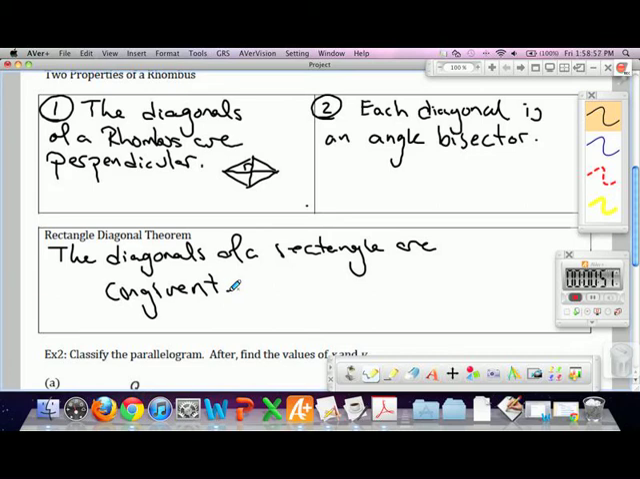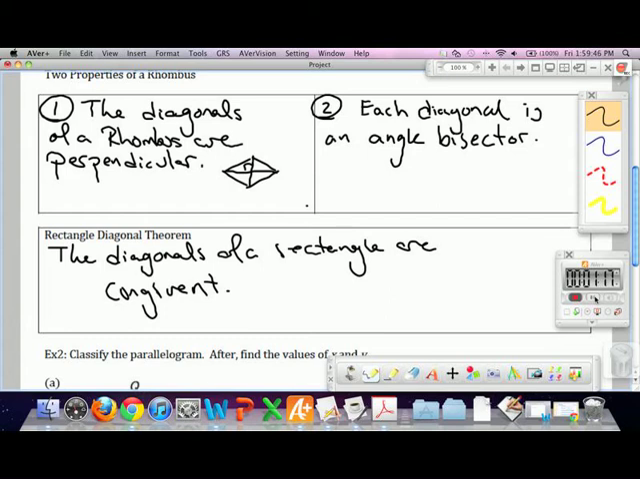Recall that when we talked about parallelograms in general, the diagonals weren't necessarily the same length, but they did bisect each other, they cut each other in half. If you have a rectangle, we actually have that the diagonals are both the same length. So they both are congruent if you have a rectangle.